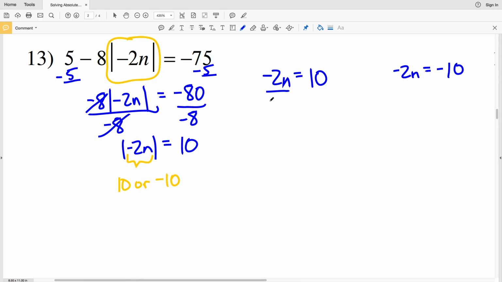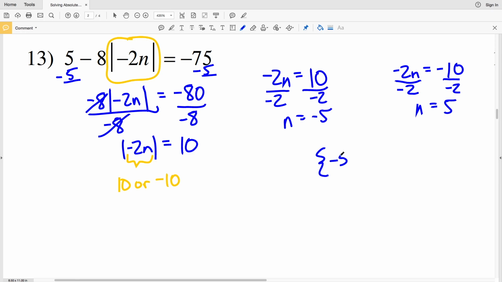When 10 is positive, we'll divide by negative 2 on both sides of our equation to get that n is equal to negative 5. When 10 is negative, we'll divide by negative 2 on both sides to get that n is equal to positive 5. So for number 13, our solution is negative 5, positive 5.